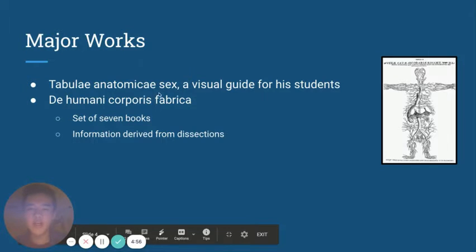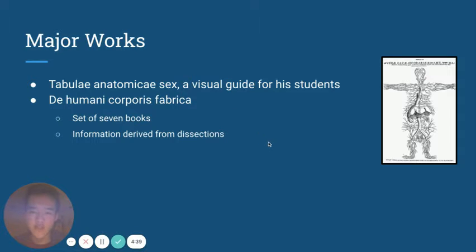First is the Tabulae Anatomicae Sex, and this was just a set of 4 posters that depicted the human body. We see one right here that he created when he was a lecturer at the University of Padua. Now, the second one is what he's really known for. It's the Humani Corpus Fabrica, or On the Fabric of the Human Body.